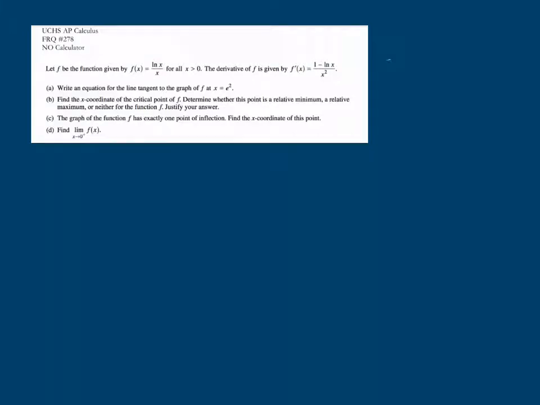Right, this is FRQ 278, no calculator. We're given a function f of x is ln of x over x for x greater than 0. Obviously it can't be 0, but it's not negatives either because of the ln, right? And it gives you the derivative, which you could have done yourselves, but they gave it to you. So that's nice. The first part says, write an equation for the line tangent to the graph at x equals e squared. So this is just kind of seeing, do you know ln's and e's? To me, this is a way to ask.